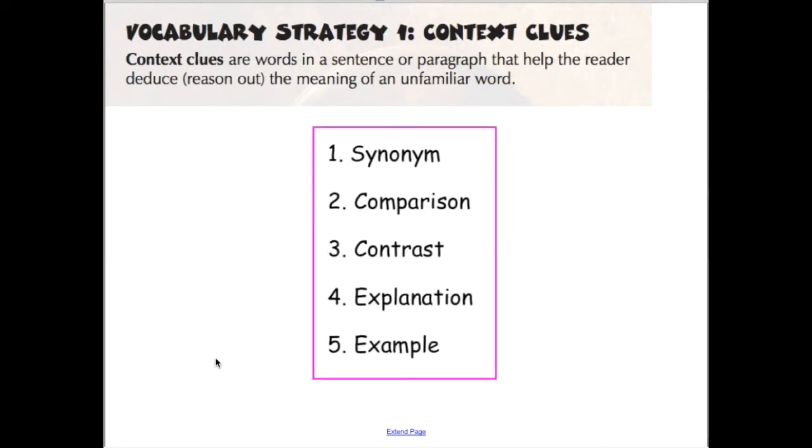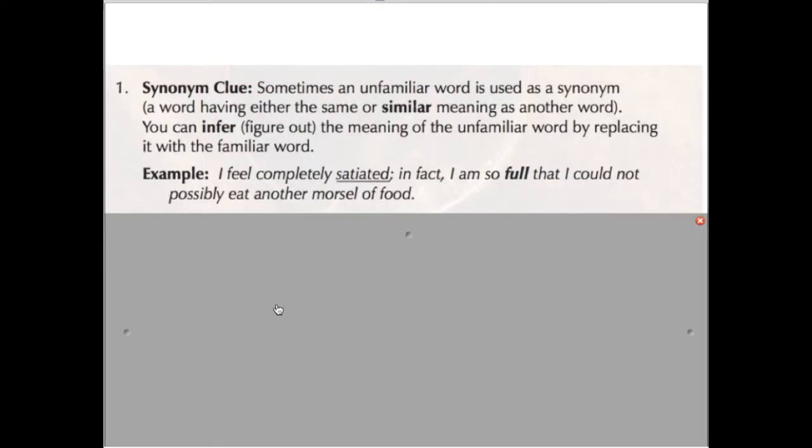The different context clues we're going to study today are synonym, comparison, contrast, explanation, and example. First, let's look at the synonym clue. Sometimes an unfamiliar word is used as a synonym, a word having either the same or similar meanings as another word. You can infer or figure out the meaning of an unfamiliar word by replacing it with a familiar word.